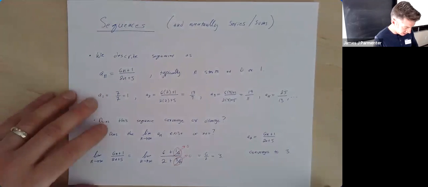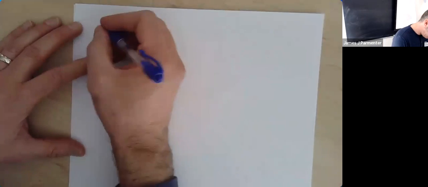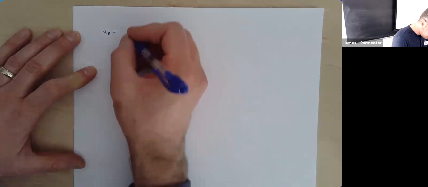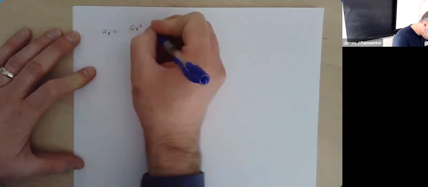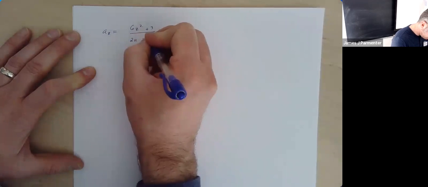Yeah, let's look at another example. Let's say we have a sub n. So a sub n is the standard choice, but you really can use any letter. You can say b sub n or c sub n or d, whatever sub n is typically how we write them. Let's say that a sub n is equal to 6n squared plus 3 over 2n plus 5.